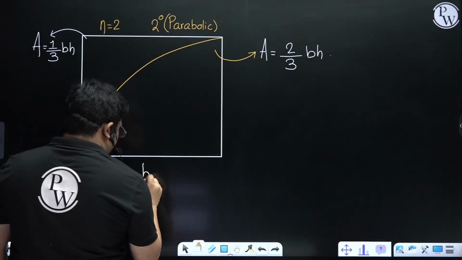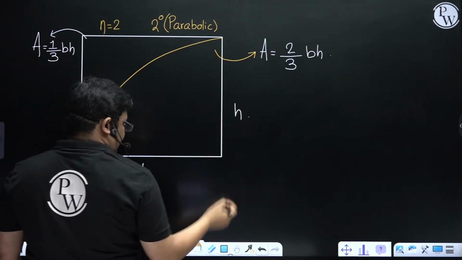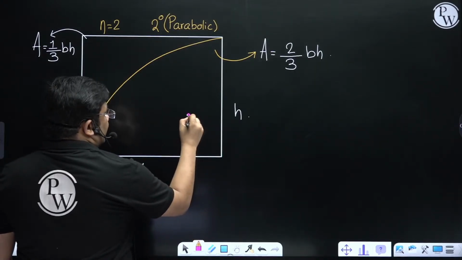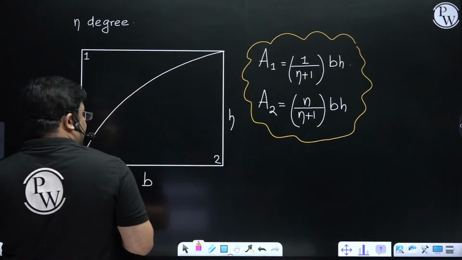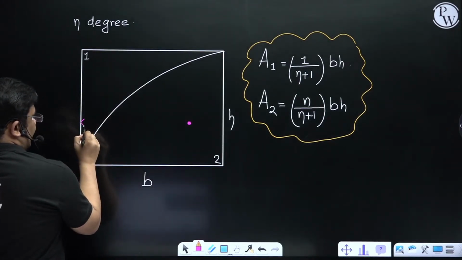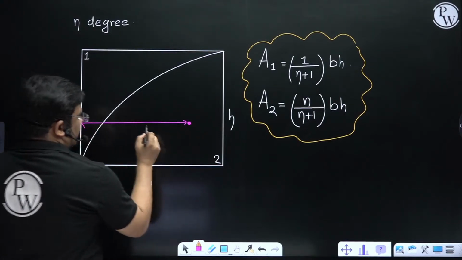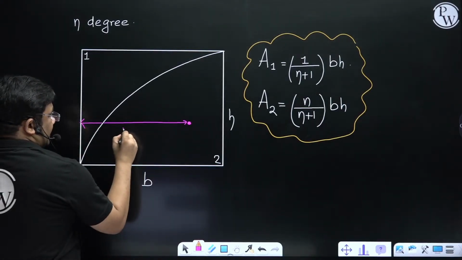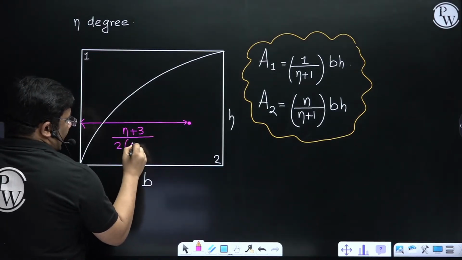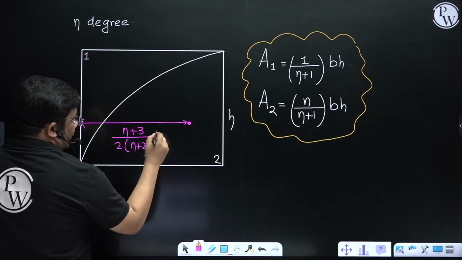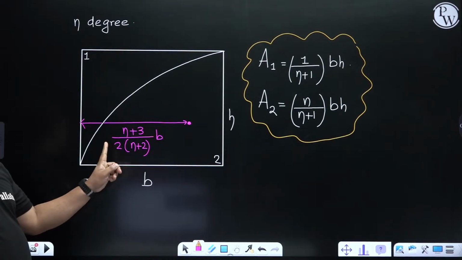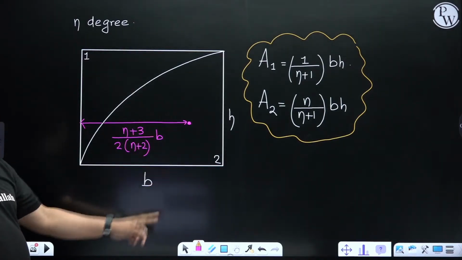Now coming to the centroid. The centroid is here, right? So remember, from this end, if I am trying to find out this distance, it is n plus 3 by 2 n plus 2 into B. Yes, n plus 3 by 2 n plus 2 into B.